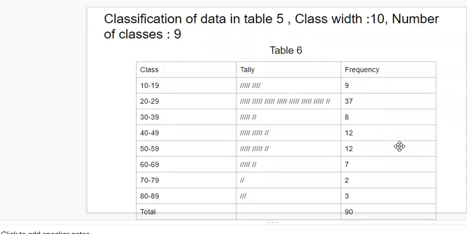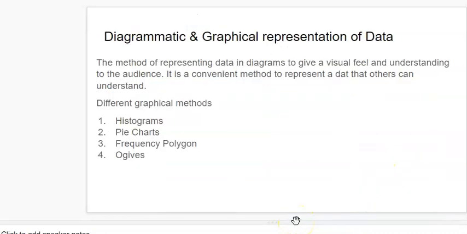Now that age data is made into tabulation, and this is the tabular form. 10 to 19 has 9 people, 20 to 29 has 37, and in total there are 90 respondents in this survey. Next is how to represent this data, by diagrammatic or graphical methods. Why do we need them? If you are making a presentation to your boss or your set of customers and you give tabular data, it is very difficult to explain and even convince. In such cases, visual presentation is more important.